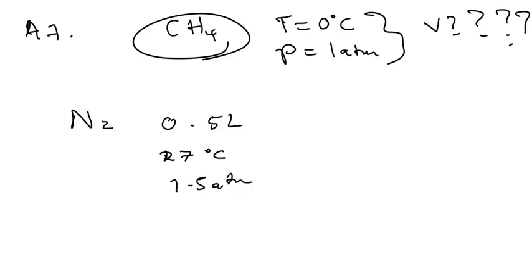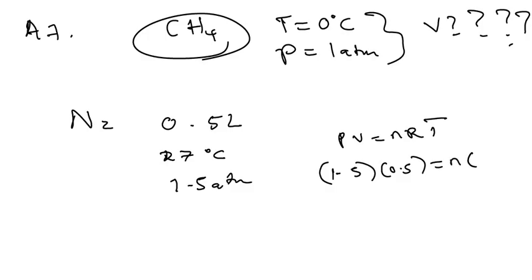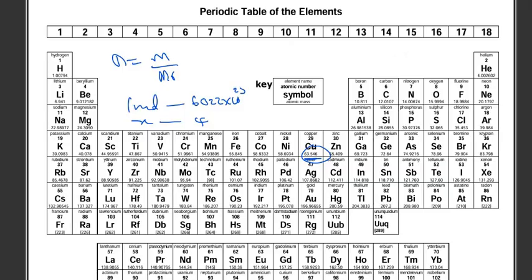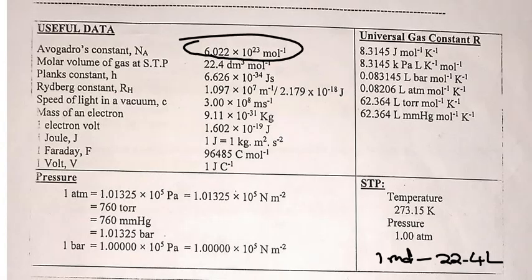So according to this, we're simply going to write PV = nRT. The pressure we have is 1.5, the volume we have is 0.5, and the number of moles we don't have. R we do have. Because the temperature is in kelvins and the pressure is in atm, we're going to use the universal gas constant with that unit.